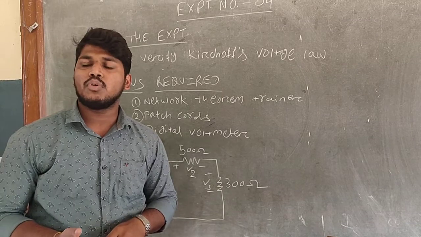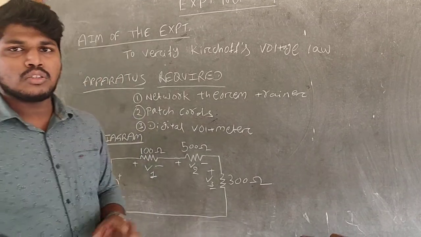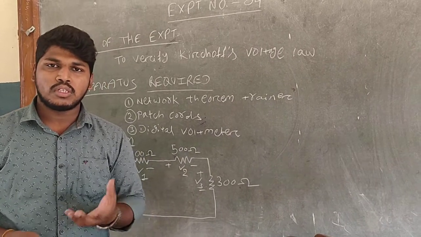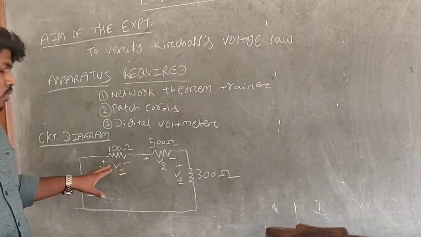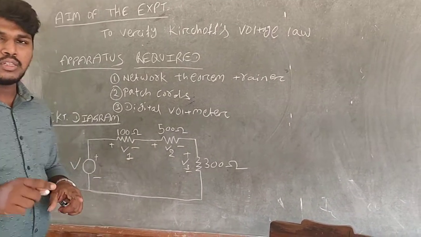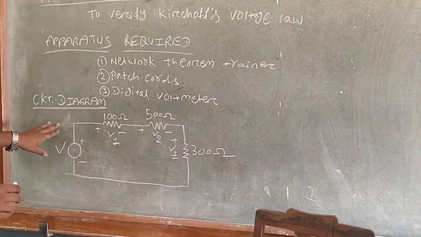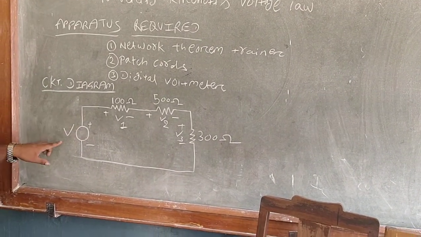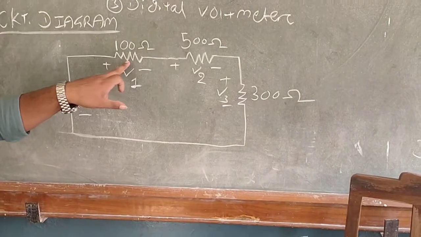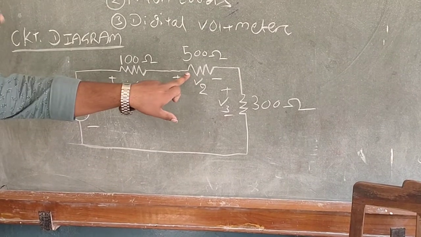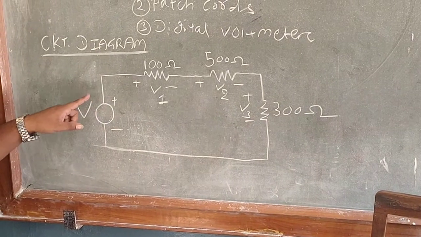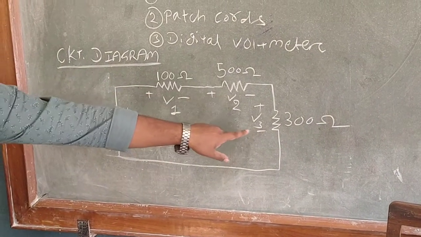Kirchhoff's voltage law states that in a closed circuit, the sum of all the voltage sources and the voltage drops across the resistors is equal to 0. This is the statement or definition of KVL. So now here is our circuit diagram. In the circuit diagram there is a single voltage source V, and there are three resistors: one of 100 ohm, the second of 500 ohm, and the third of 300 ohm. These three are connected in series.